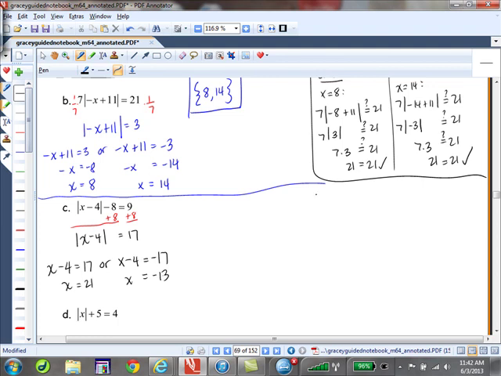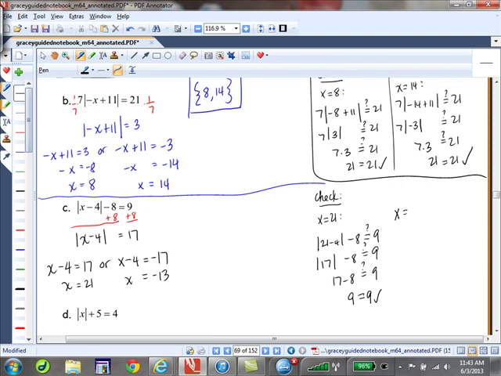And checking our result. X equal to 21. We would have absolute 21 minus 4. Is that equal? Oh, sorry, we got to use the original. Absolute 21 minus 4 minus 8. Is that equal to 9? So we'd get absolute 17 minus 8. Is that equal to 9? 17 minus 8. And 9 is indeed 9. So that one checks out.